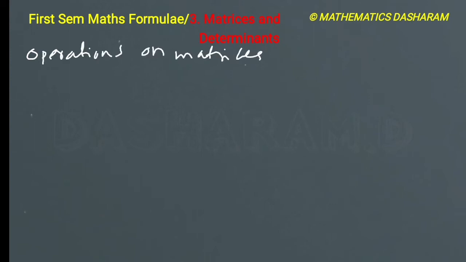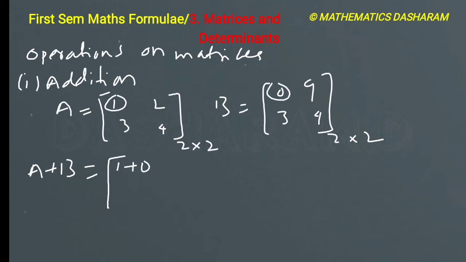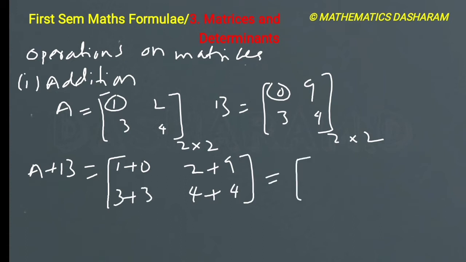The first one is addition. Addition is possible when the two matrices have the same order. Here A matrix order is 2 by 2, B matrix order is also 2 by 2, so we can do the addition. A plus B equals, it is also a matrix. Add the corresponding elements: 1 plus 0, 2 plus 9. So it equals 1, 11, 6, 8. Its order is also the same, 2 by 2.